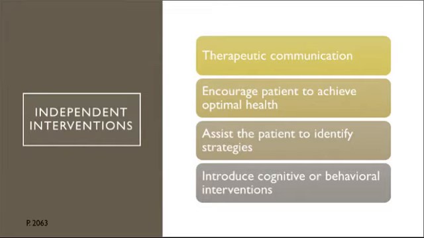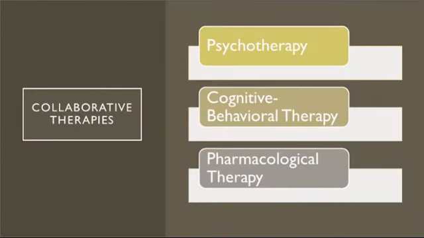Independent interventions: what can be done right now, right away, by the nurse? These are listed on 2063. Some things: relaxation, support groups, validating the patient's feelings, reinforcing positive coping efforts, hope and reassurance, not false hope, identifying the stressors in life, helping talk them through different things. Collaborative therapies or psychotherapy, cognitive and pharmacological, and I'm going to go into the pharmacological after this unit.